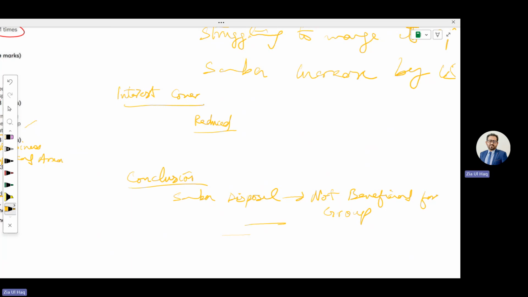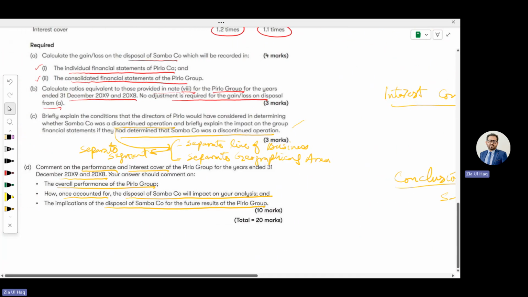So these things we need to write down here. 10 marks. So the examiner wants in-depth analysis. Try to read the answer of this part, especially D, before moving to the exam. So that's it.